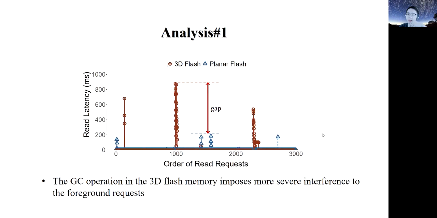We first ran a test to compare the impact of garbage collection on read performance under planar flash and 3D flash. In this test, the two flash memories have the same flash capacity, except that 3D flash has a larger block size. From this figure, we can see that when garbage collection is triggered, the read latency increases significantly, and garbage collection in the 3D flash imposes more serious interference to the foreground compared to planar flash. We believe this is because the more time-consuming garbage collection under 3D flash causes more read requests to be blocked.